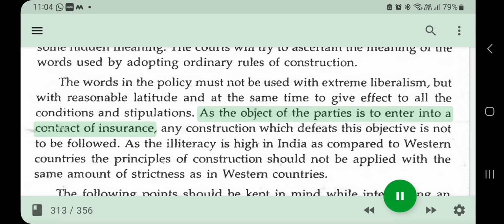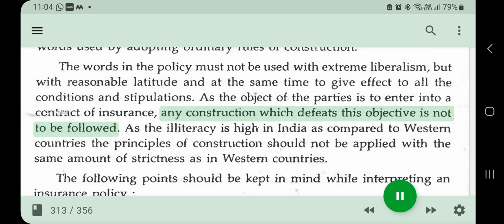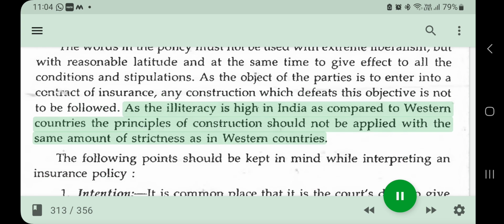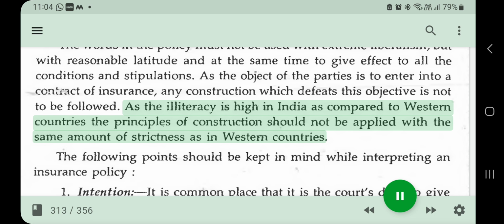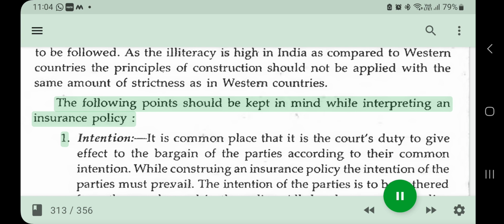As the object of the parties is to enter into a contract of insurance, any construction which defeats this objective is not to be followed. As illiteracy is high in India as compared to Western countries, the principles of construction should not be applied with the same amount of strictness as in Western countries. The following points should be kept in mind while interpreting an insurance policy.